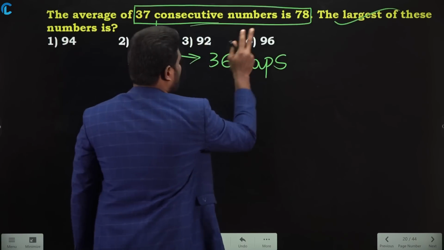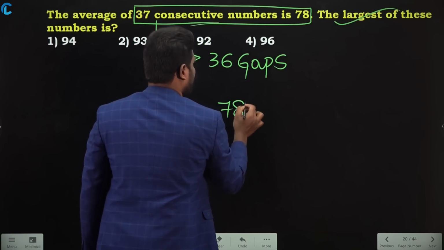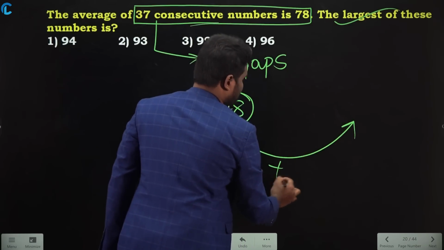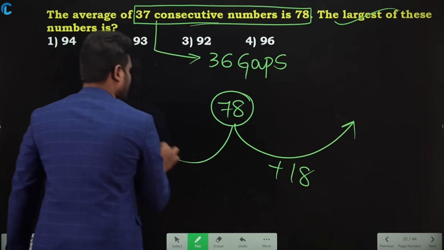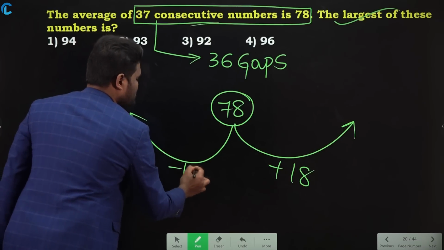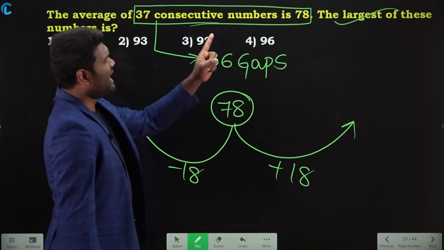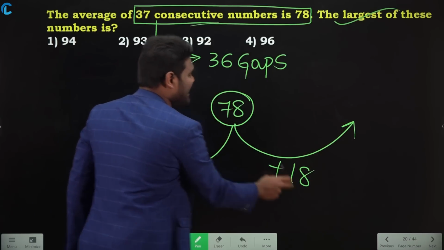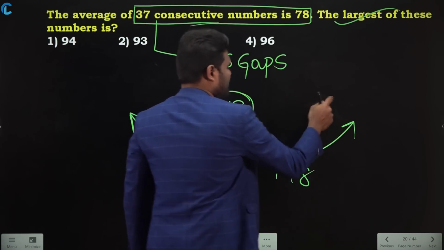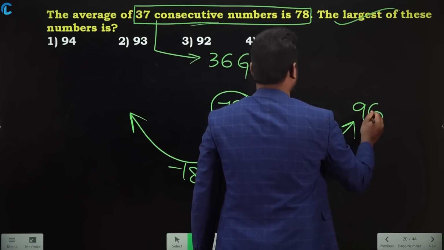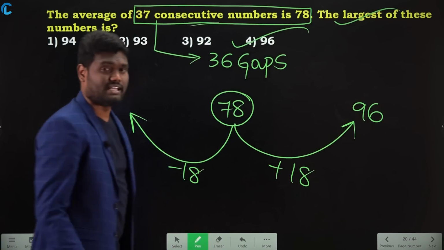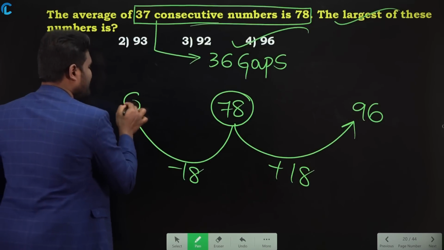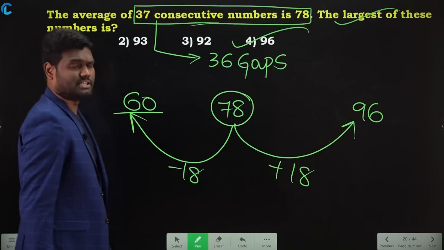Now average is nothing but how much? Average is nothing but 78. As the average is 78, now it is going to be 18 gaps towards front. Similarly, you will have 18 gaps towards back. Now you need to know largest number. As it is largest number, now it is going to be 78 plus 18. So 78 plus 18, now this is going to be 96. So highest number is 96. If they ask you lowest number, then 78 minus 18. So 78 minus 18, lowest number is nothing but 60.